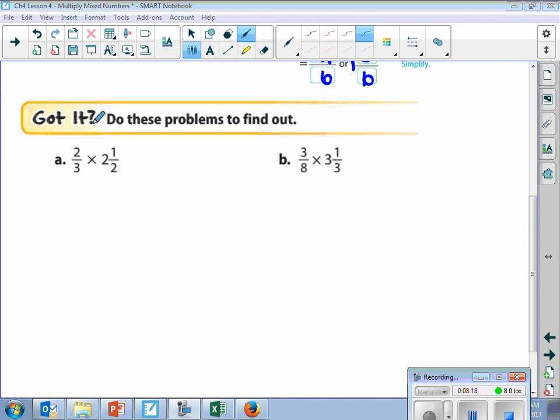So now we've got the got it problems, and these are the ones that I want you to write down in your notes. Okay, so you can write example 1 and 2 or example A and B, any way you want to label it. Just make sure you know that those are the examples. All right, so for example A, for the first got it, we've got 2/3 times 2 1/2.